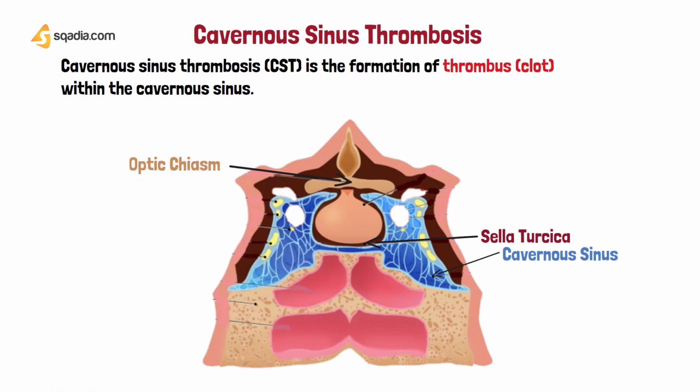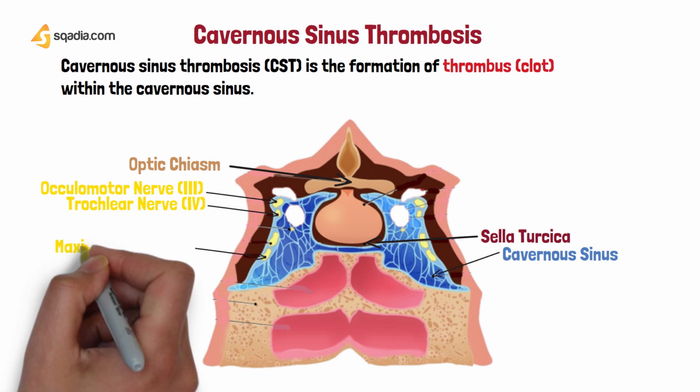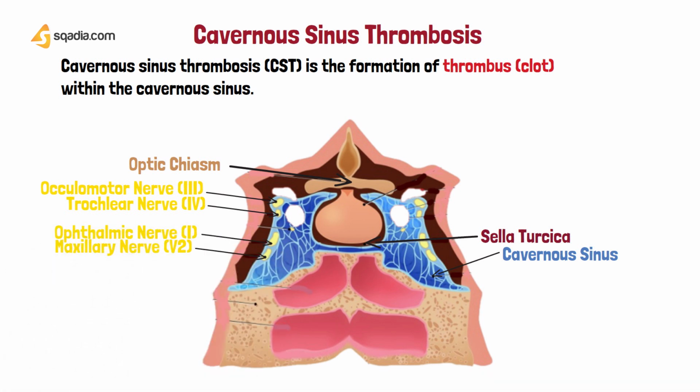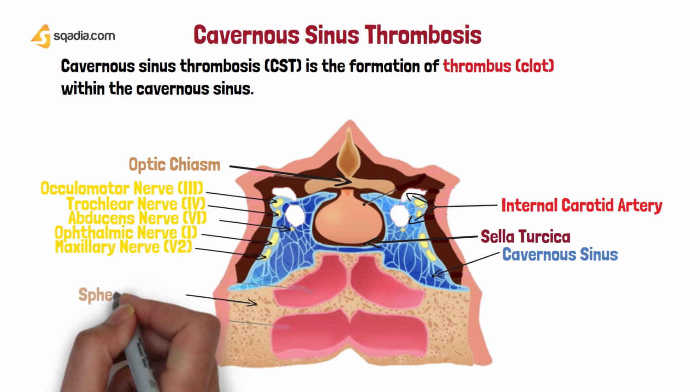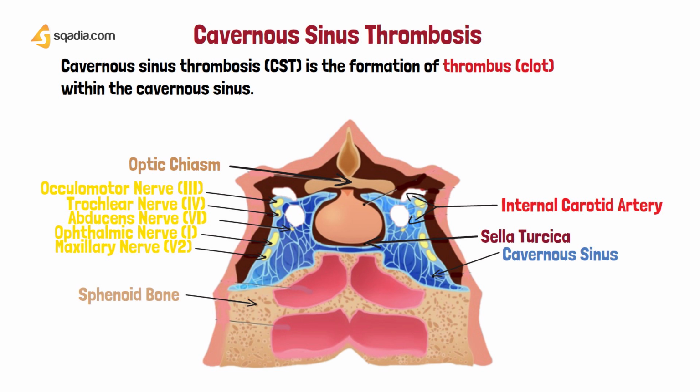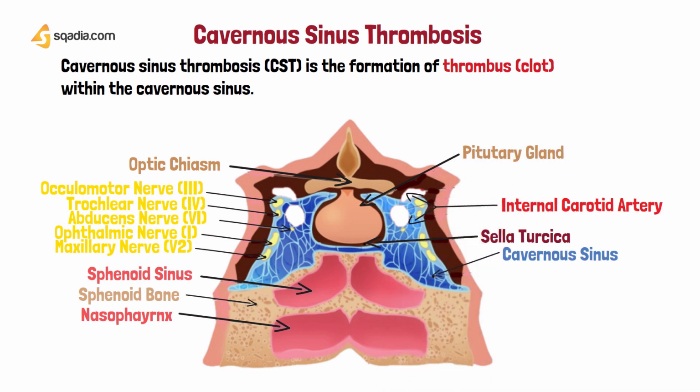Superior to it is the optic chiasm. The trochlear nerve, the oculomotor nerve, maxillary and the ophthalmic branch of the trigeminal nerve runs through the area. In addition to this, the internal carotid artery and the abducens nerve travels within the sinus. The sphenoid bone is located inferior to the cavernous sinus. Just above the sphenoid bone is the sphenoid sinus, whereas the nasopharynx is located just below it. Above the sella turcica is the pituitary gland.